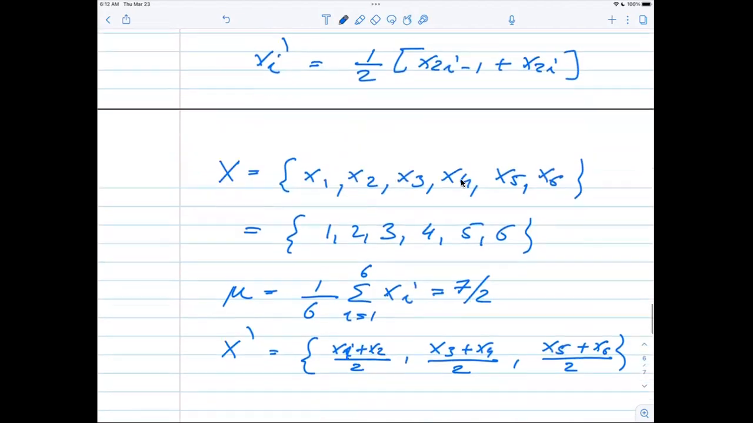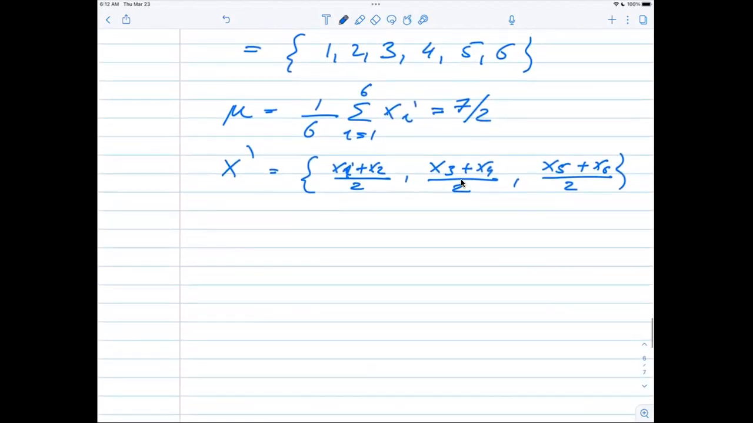So if I now calculate the mean value with this new data set, mu prime, you will see that you get the same mean value. So it's going to be 1/3, and I just leave that as a small exercise to you guys, of this xi prime, and you will get exactly 7 divided by 2 here.